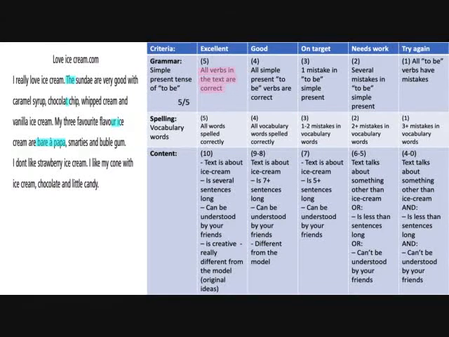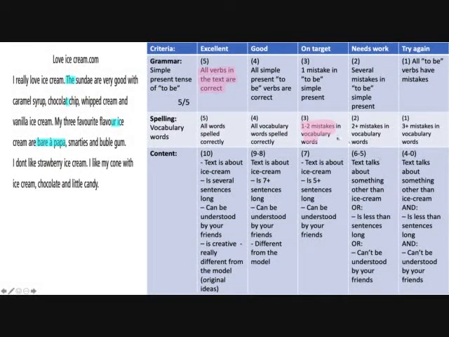Okay, spelling of the vocabulary words. Well, the vocabulary words we were working on were ones to do with ice cream and sundaes, so things like chocolate, vanilla, whipped cream, strawberry, probably syrup, those kinds of things. So do we see any mistakes? Yeah, there's a couple of mistakes in the vocabulary words. So they're on target, but they probably could have done better, especially with something like chocolate, because we can see here that they spelled it correctly, and here they didn't.